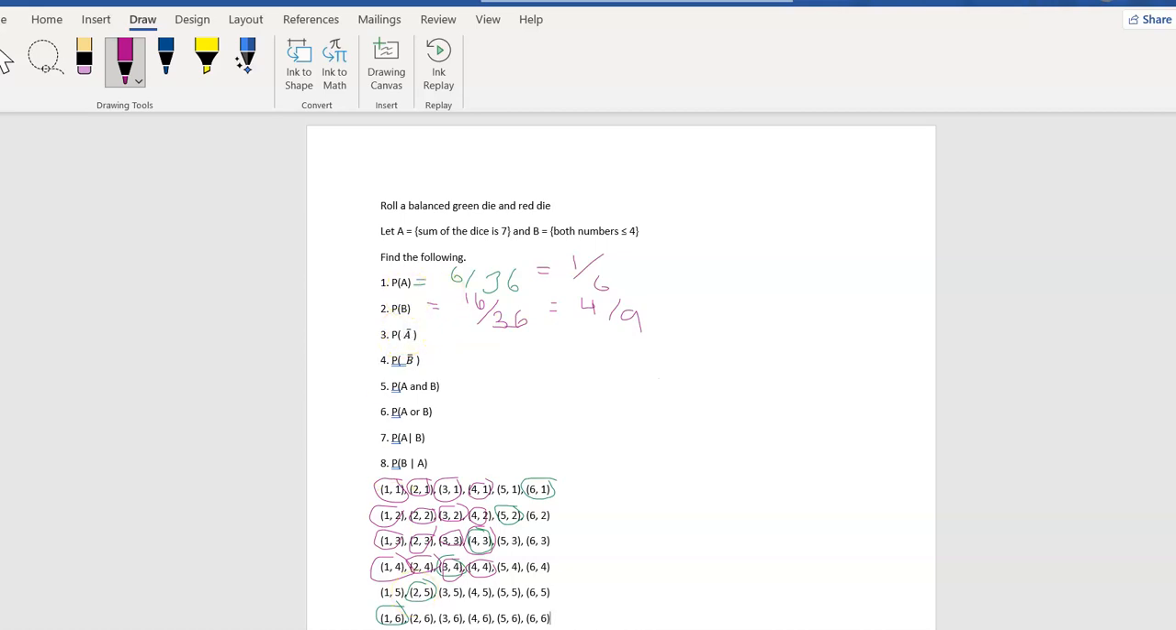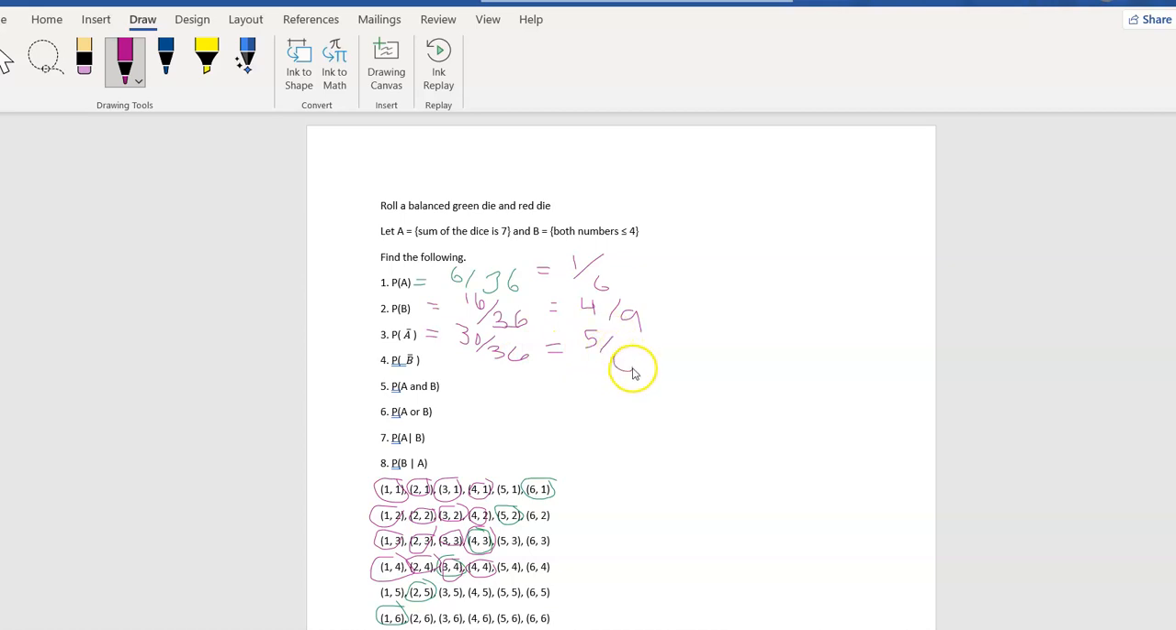All right, now the probability of A complement. Let's remember that A was the green stuff, and the complement is everything but that green stuff. So there were 6 of these green entries here. That means that there are 30 that are not green. Remember, there's 36 total here. All right, so this is 30 out of 36. Or we can reduce that to 5 over 6.